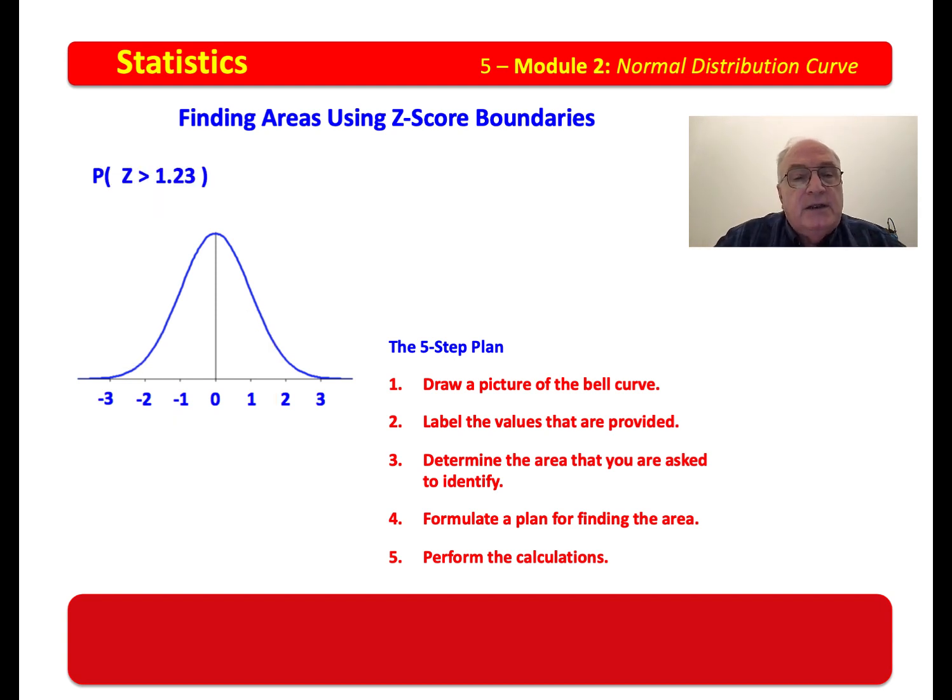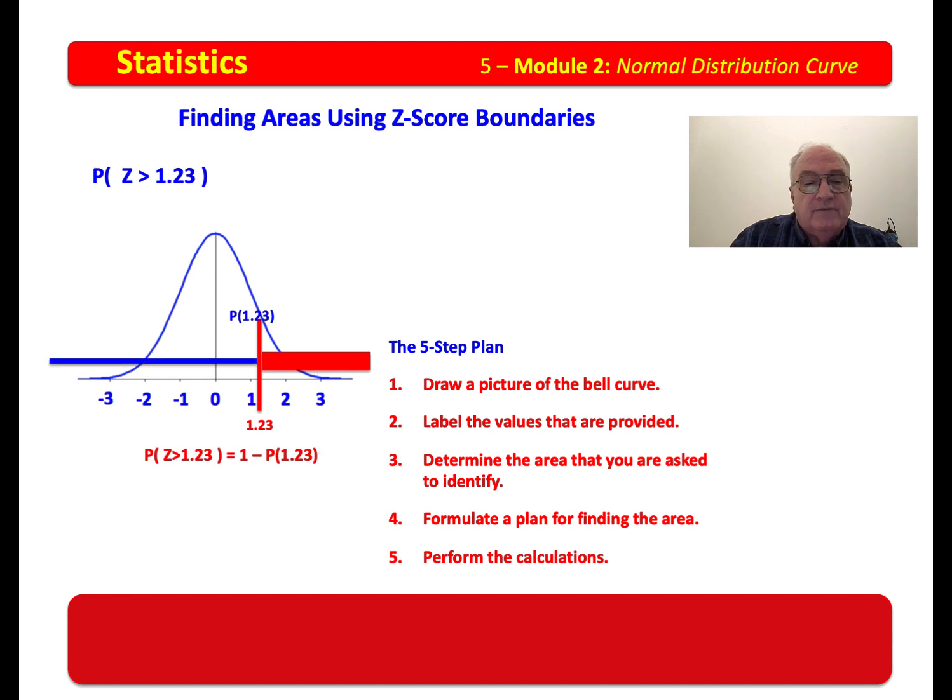The probability that z is greater than 1.23. Draw the picture of the bell curve. Label the values that are provided. z equals 1.23. We're looking for this area, the area to the right of 1.23. What does the table give us? Well, it gives us the area to the left. So what we would do to get that is we would use 1 minus this amount, because the area under the curve is 1. 1 minus that amount should give us the solution.